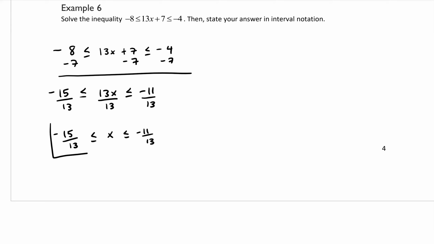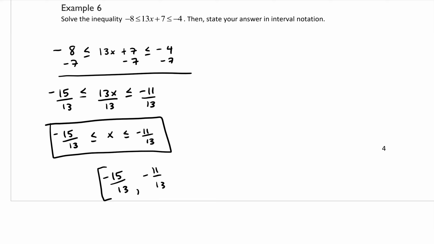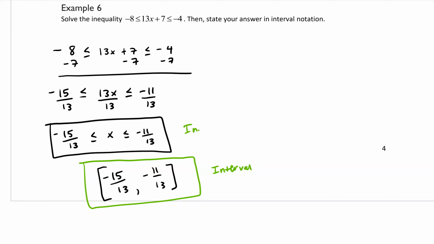So this is our final answer in inequality notation. And in interval notation, that would look like negative 15 over 13 with a bracket, comma, negative 11 over 13, also with a bracket. So that is in interval notation, and this is in inequality notation.